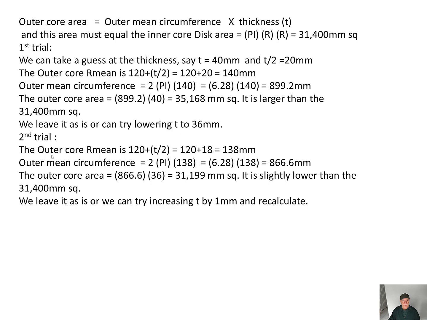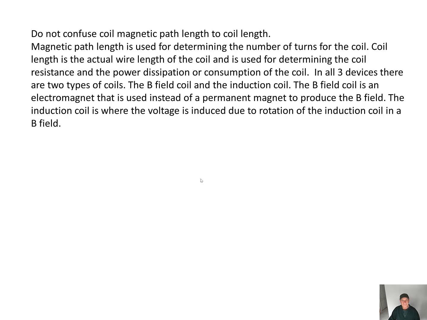So we did a second trial. The outer core R mean is 120, right? So the mean radius now came to 138, the circumference came now to 866.6, and the area came to 31,199 square millimeters. It is still slightly lower than the 31,400, so we'll leave it as it is, or we can try increasing by 1 millimeter and recalculate, but that's close enough.